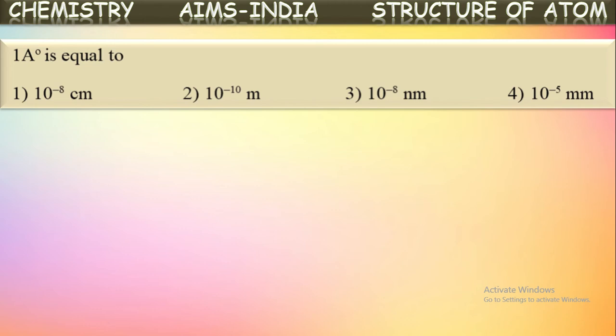Here different units are given. So 1 angstrom is equal to 10 to the power of minus 10 meters. At the same time, it will be equal to 10 to the power of minus 8 centimeters also.